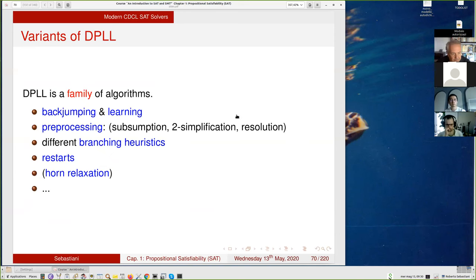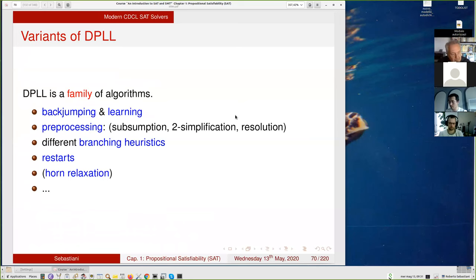Okay, so the main idea was DPLL. The grandfather was DPLL, but it was augmented by many new ideas, in particular since 1996. The key main idea was backjumping and learning. In fact, CDCL means conflict-driven clause learning.